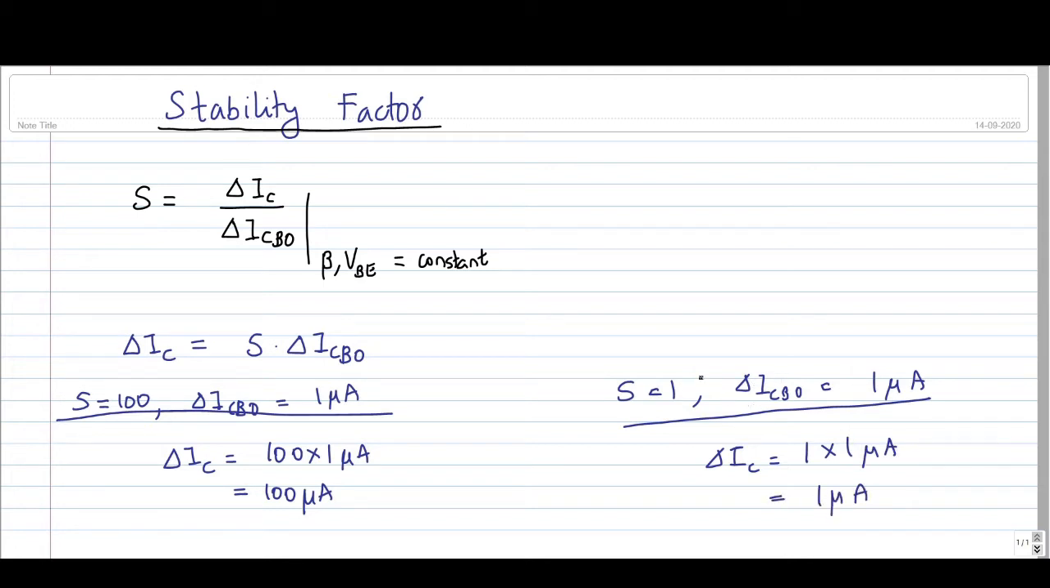So you can clearly see that when the value of S increases, for a small change in ICBO, you have a large change in IC. When S is 100, for 1 microampere change in ICBO, you are getting 100 microampere change in collector current. But for a low value of S, that is S equal to 1, for 1 microampere change in ICBO, collector current also changes by 1 microampere only. So for stability factor, a low value of S is preferred. Remember this: a low value of S indicates good stability.